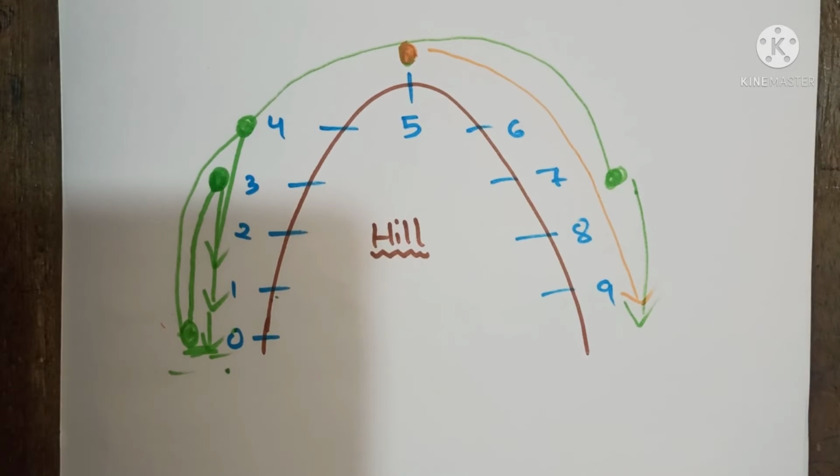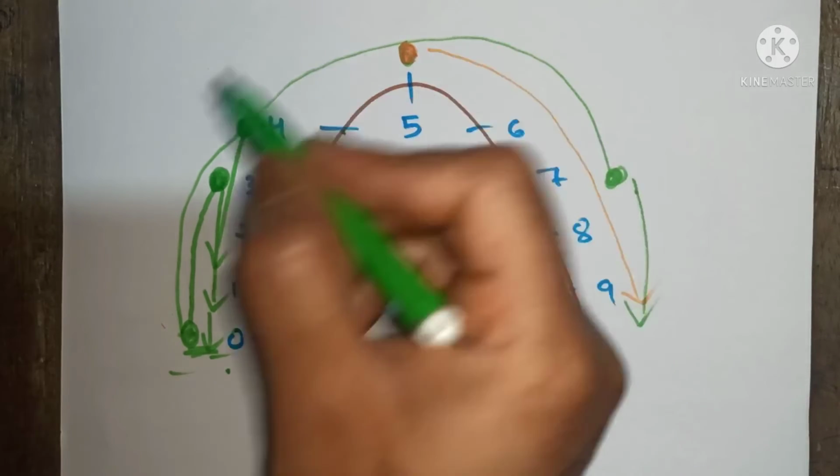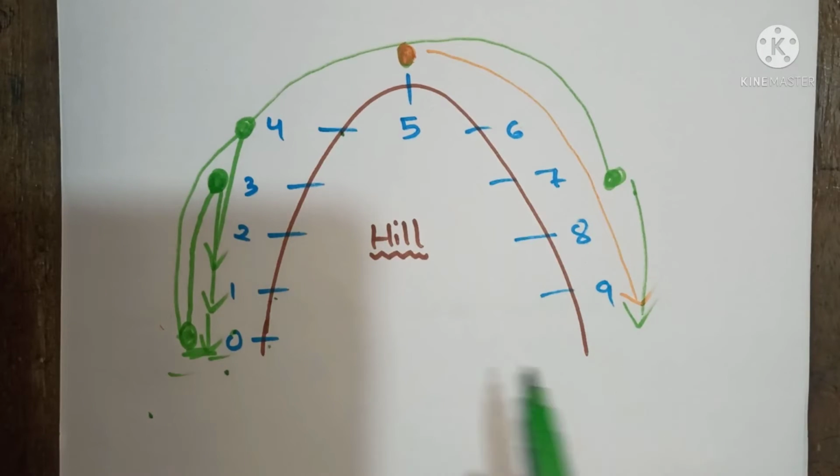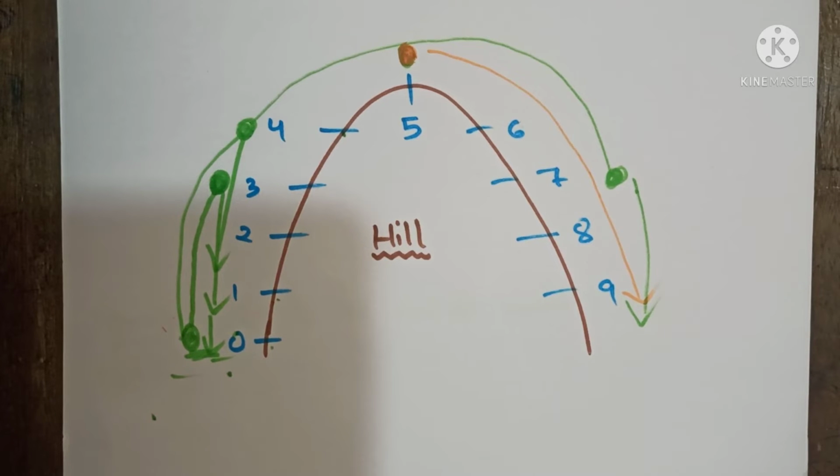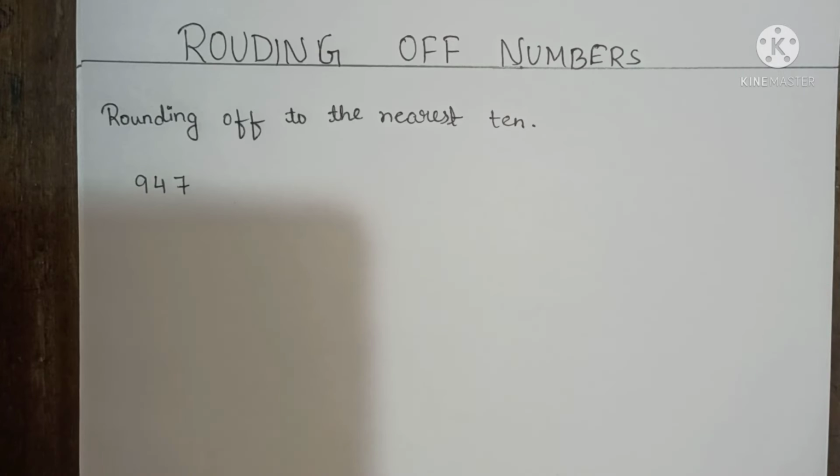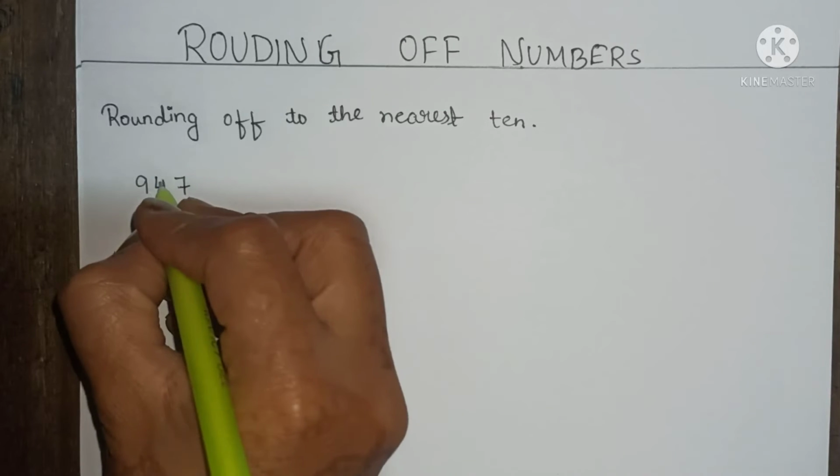So from 0 to 4 it will fall back, from 5 to 9 it will fall to the next number. Is the concept clear? Now let us see how we can actually round off. Let us start with rounding off to the nearest 10. Here I have taken an example, 947. Let us first identify which number is in the tens place. Yes, 4.